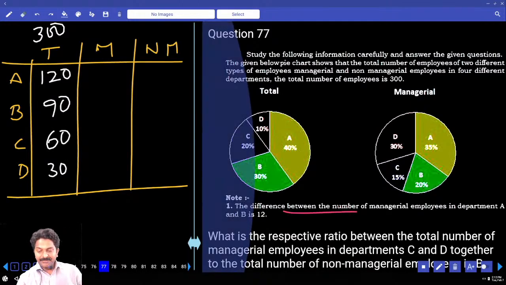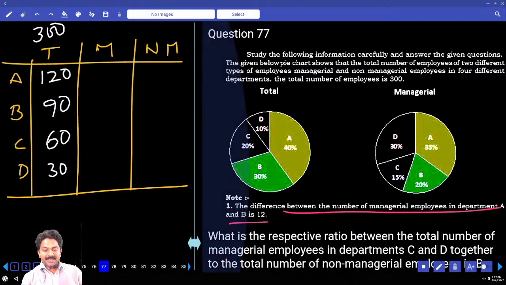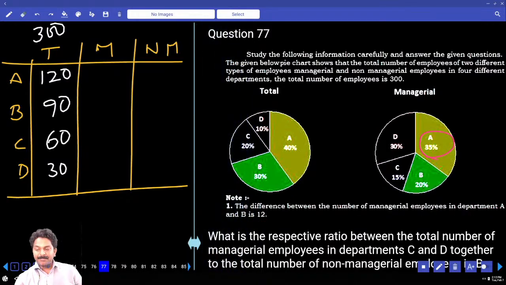Note, the difference between managerial employees in A and B is 12. A 35%, B 20%. Difference, if 12 is equal to 15%, 1 percentage is 12 by 15, total 100%. How much is this?